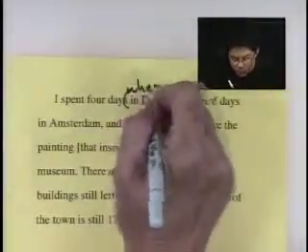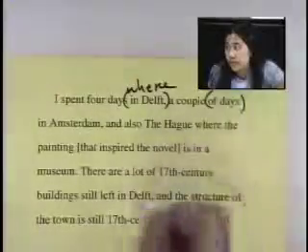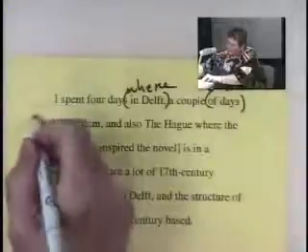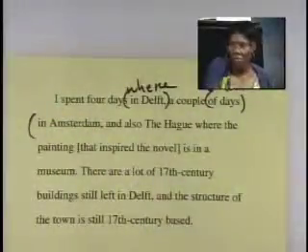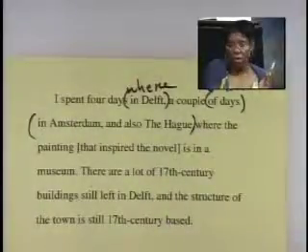Where? Janice, what next? Of days in Amsterdam. Too much. Of days. And that answers what? What? Yvonne, what's next? In Amsterdam? And that's what I want to say, and also The Hague. Okay. And what would that answer? Where? That's what I would put.